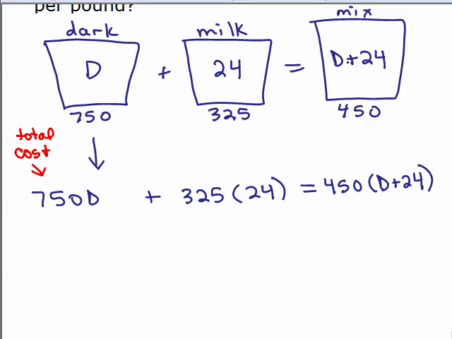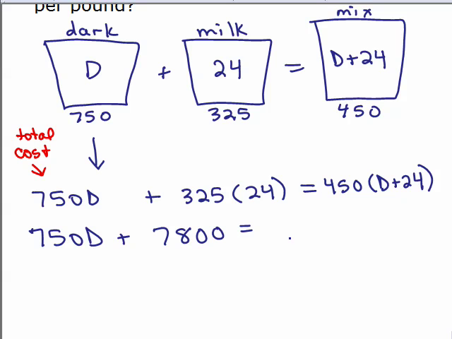The picture is a way of defining the variables. Now, there are a lot of other ways you can define your variables and get the equation. You could use a chart, which is what a lot of people use. I like using the picture. So we have 750D, and I have to multiply 325 times 24. You can get out your calculator. 325 times 24 is 7,800.